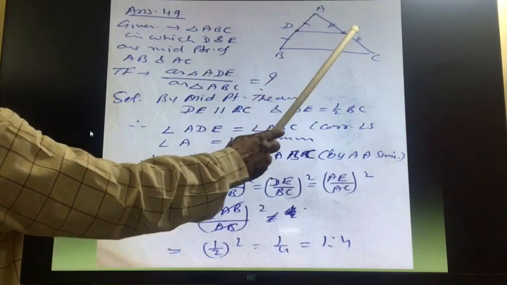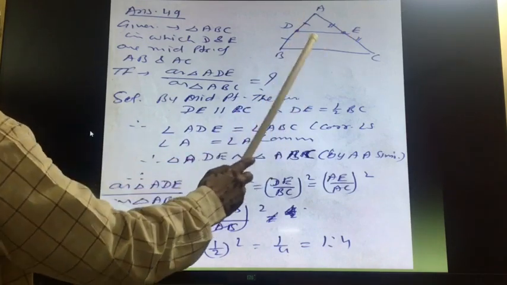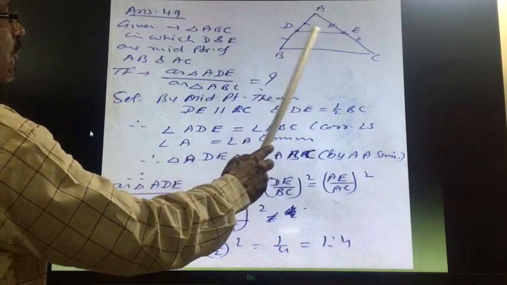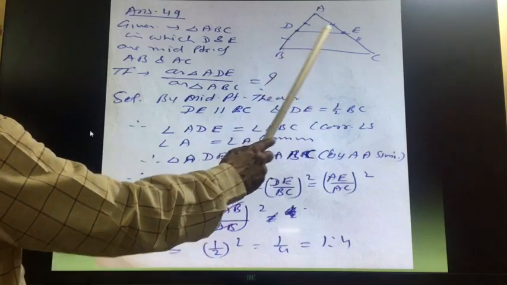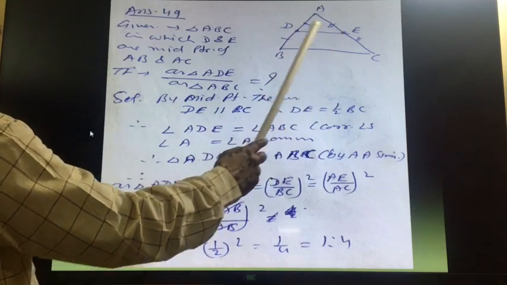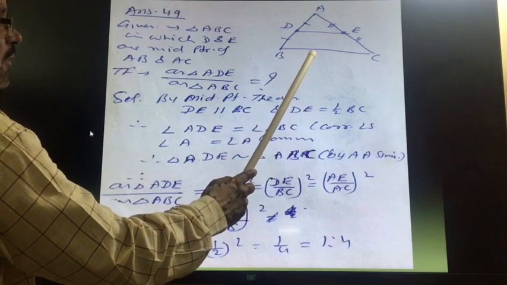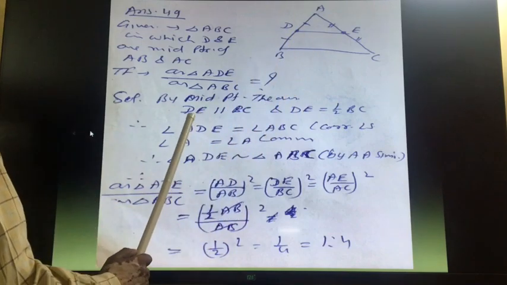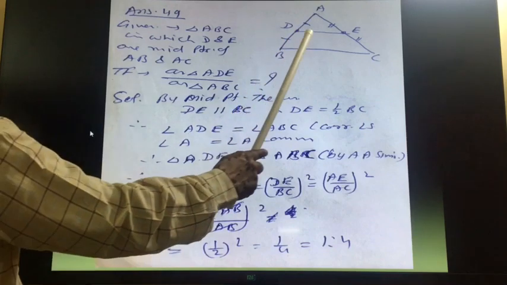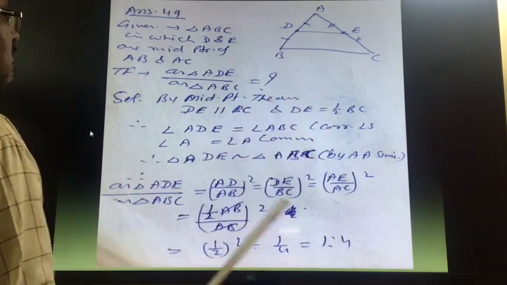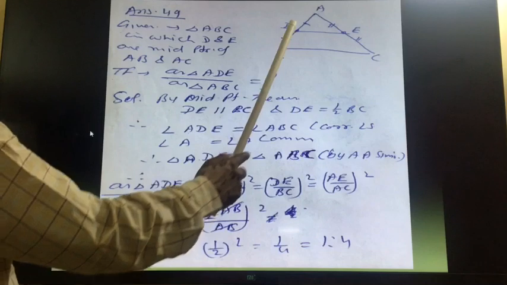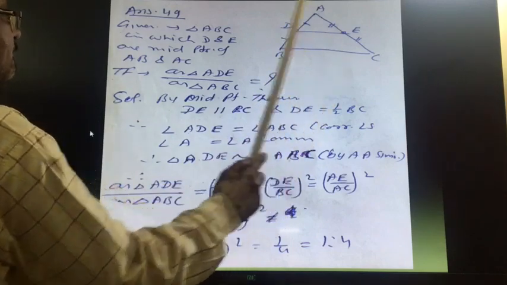What is given? D and E are the midpoints. So by the midpoint theorem, which you have learned in 9th class, the line joining the midpoints is always parallel to the third side and equal to half of it. So by that theorem, DE is parallel to BC and DE will be equal to half of BC.